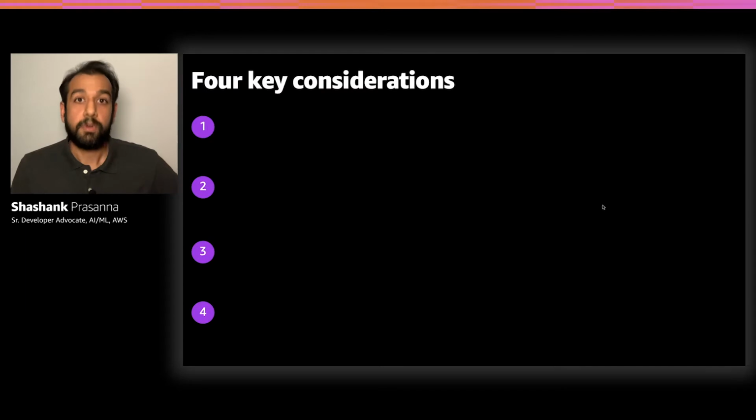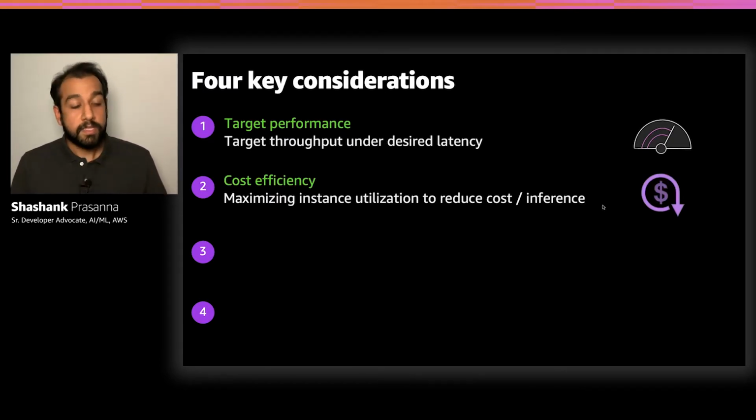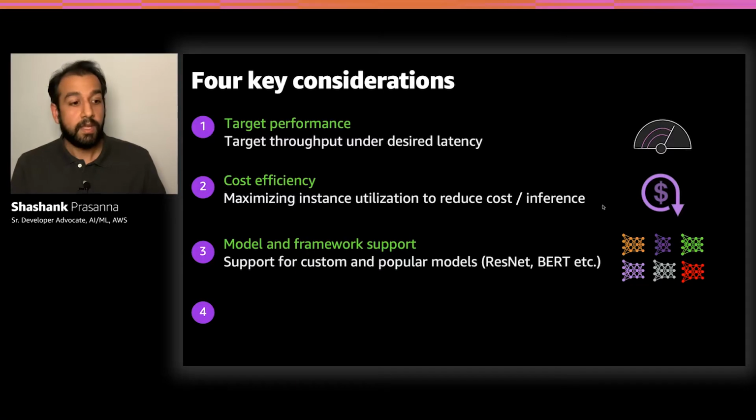So I'll share with you 4 key considerations. The first key consideration is, what is your target performance? And this includes both the throughput, that is how many inference requests you're able to serve per second, and also the round trip latency, how quickly you're able to deliver these results. So having a budget ahead of time will help you make this decision. The second is, of course, cost efficiency. Are you able to keep your instance fully utilized so that you can deliver the right performance under your target cost budget?